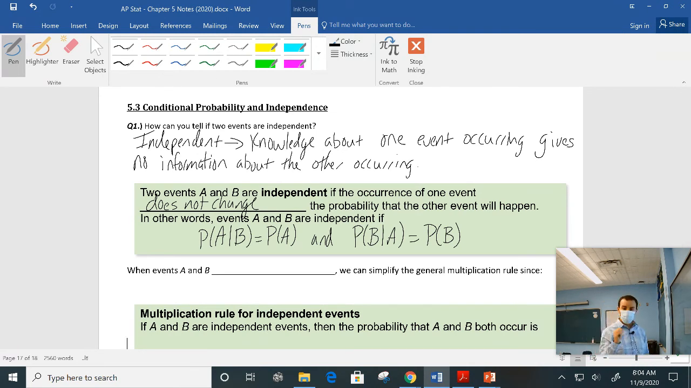Okay? Why? Well, let's see what this formula says. Is the probability of A given B equal to the probability of A? The left side here is talking about a conditional probability, meaning knowing event B has occurred, does that affect the overall probability? If it doesn't, then the events are independent. If it does, then the events are not independent. So both of these things must be true in order to determine if two events are independent.